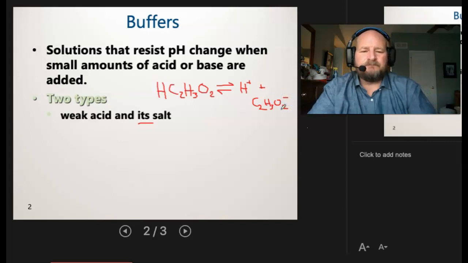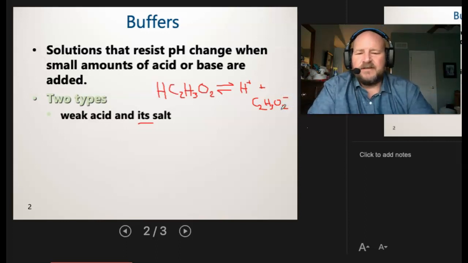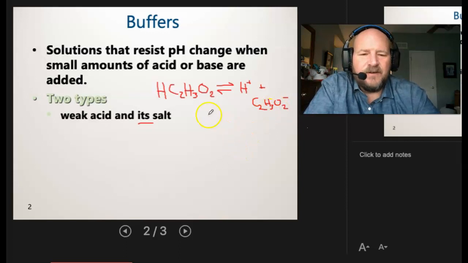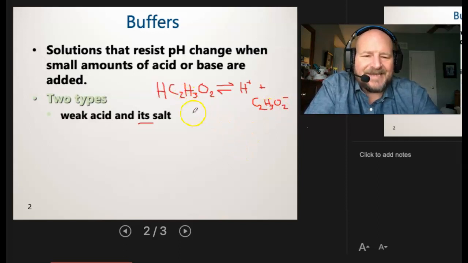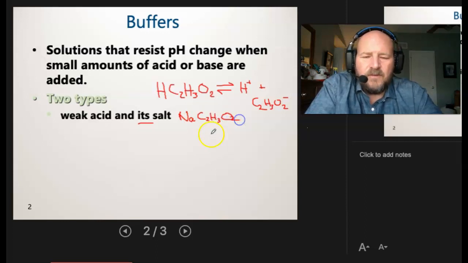So what is the salt of the weak acid? Well, what I can do is add sodium acetate. Now I'm going to add sodium acetate, which would be the salt of the weak acid. And now, what's happened? I still have H plus in my solution, but now I've increased the amount of acetate.